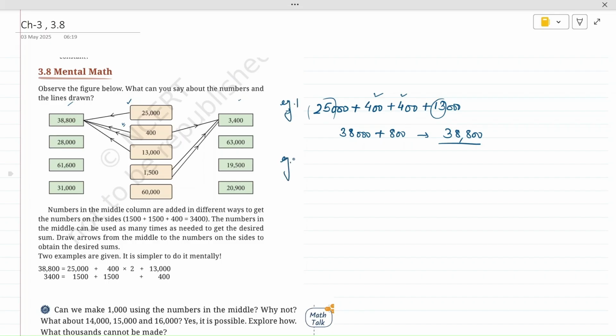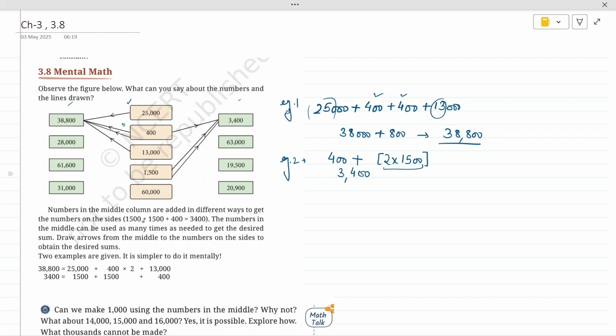Now coming to example 2, this number which is 3,400. So how have we got this? In the given example, there is one arrow going from 400. So I am adding 400 once. Now plus we have two arrows or two lines going from 1500. So that means this is 2 times 1500, which is 3000, plus 400 is 3400. So here we are getting 3400 using these numbers by adding. Okay, so I hope this is clear.